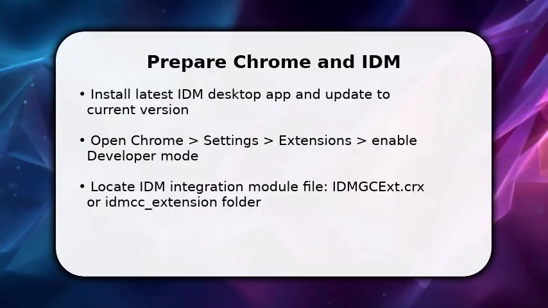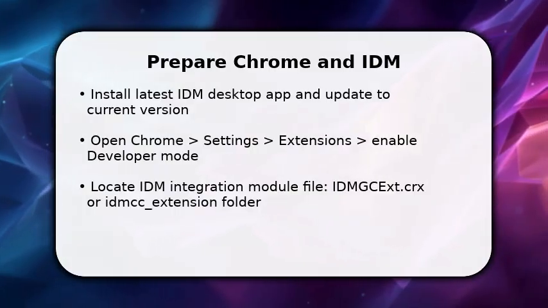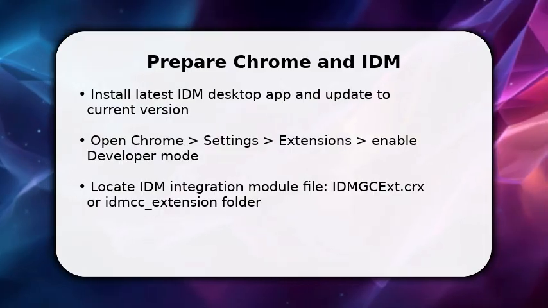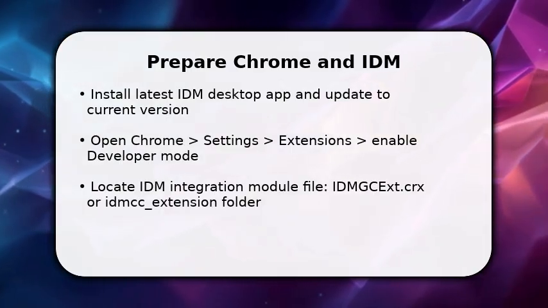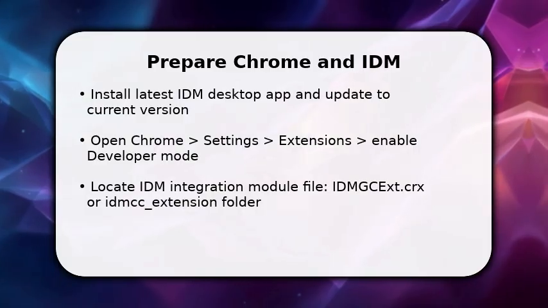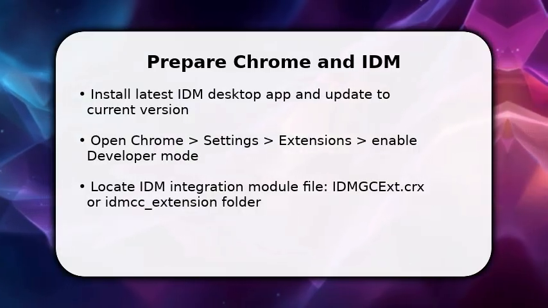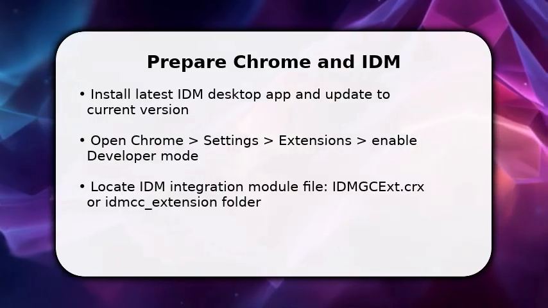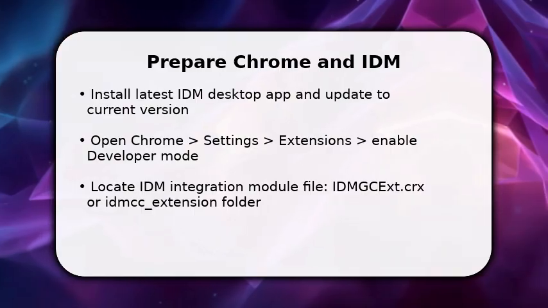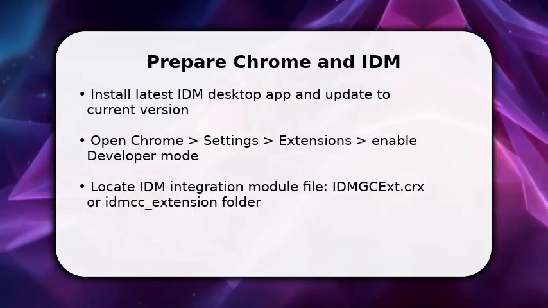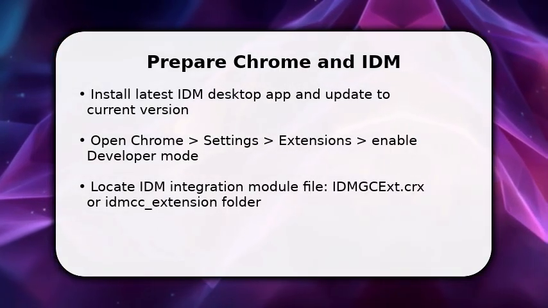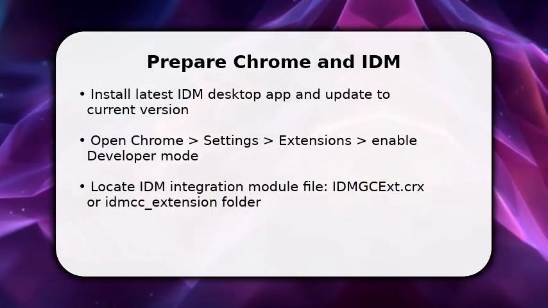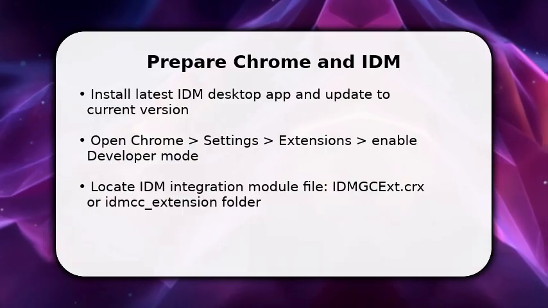Enjoy the video. You start by ensuring IDM is installed and updated on your PC. This provides the browser connector files you need. Once done, open Chrome and go straight to Extensions and enable Developer Mode so Chrome accepts local installs. Make sure you know the IDM connector file location, either a CRX or extracted IDM folder in Program Files. You do this now to avoid permission errors.